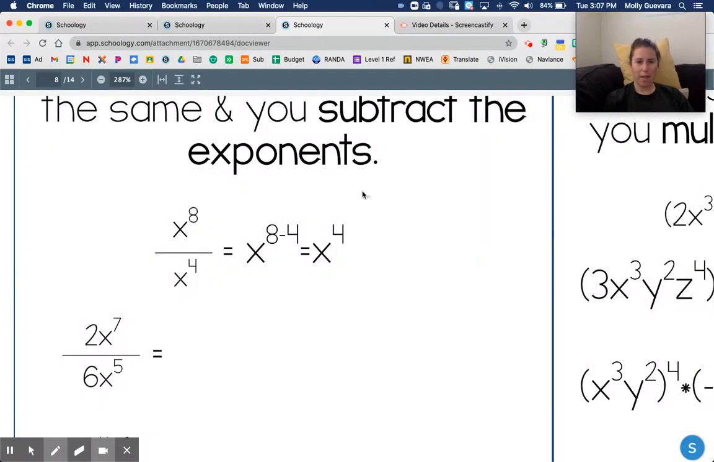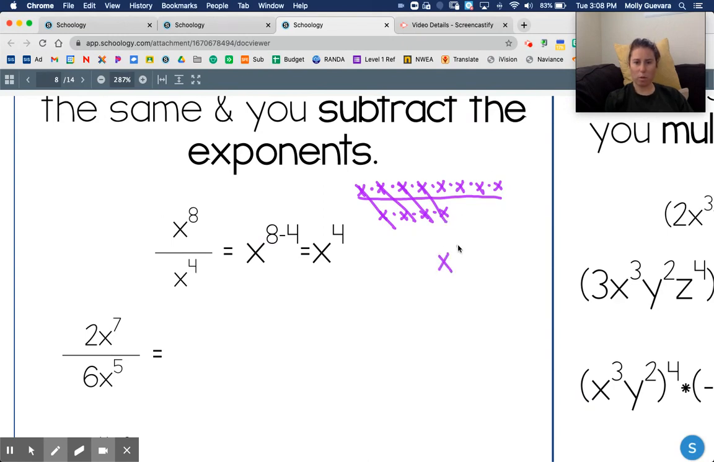So here if I have x to the 8th on top, that means that I have 8 x's. 4, 5, 6, 7, 8. Right? I have 8 x's on top, and I have 4 x's on bottom. And this is something that I do in my head very, very quickly, okay? So I say, okay, I have 8 on top, 4 on bottom. I can cancel out anything that's both on top and bottom. And how many do I have left?